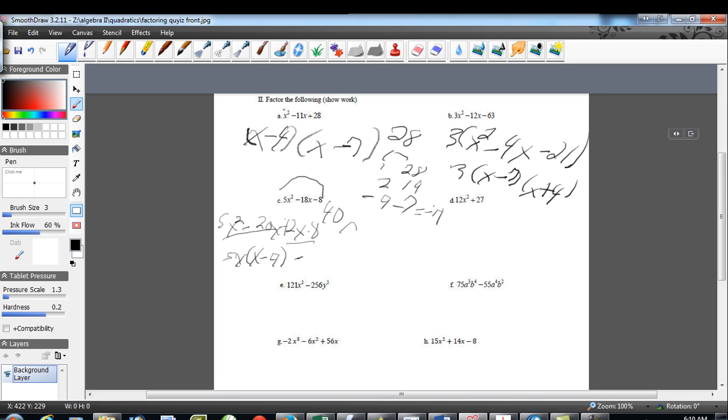Sorry, this should be a 2x right here. You pull out a negative 2. You're left with x plus 2x. You pull out a positive 2. You're left with x minus 4. These cancel. You're left with 5x plus 2, x minus 4. This guy right here, pull out a what?